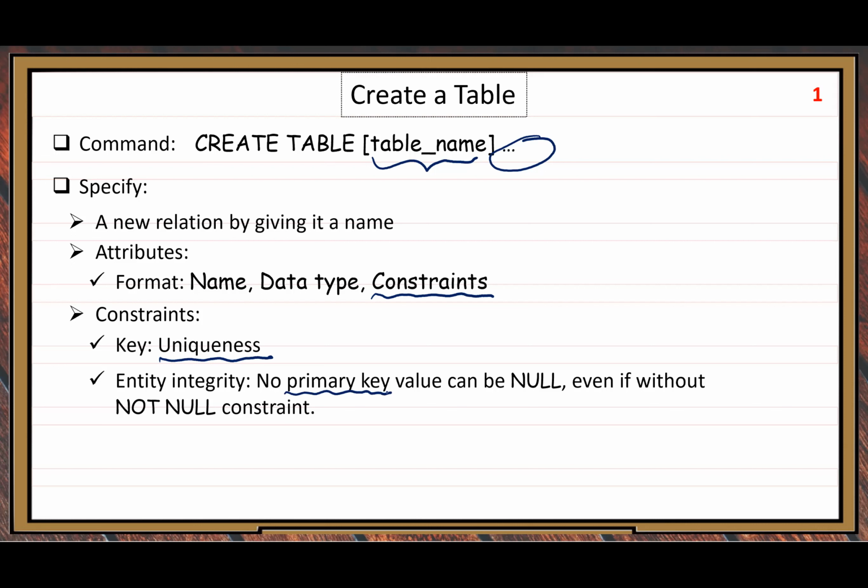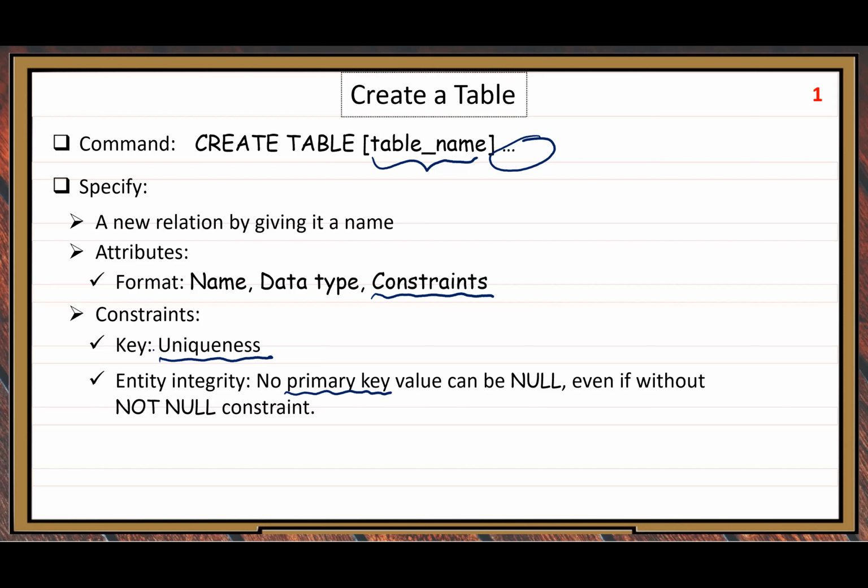Key and primary key are different. Later we will see non-primary keys that are also keys; we call them secondary keys. Primary key, secondary key. We will have more discussion about the primary key concept. No primary key value can be null. That is one constraint.